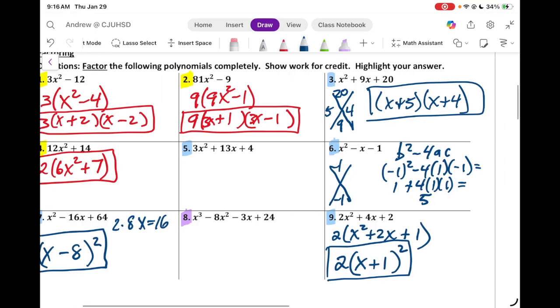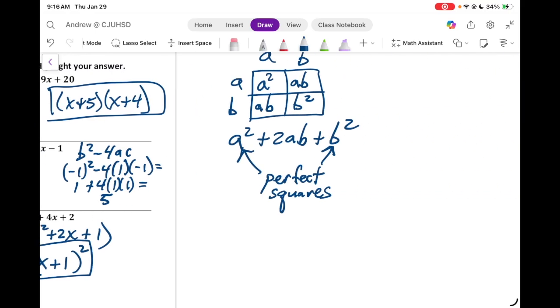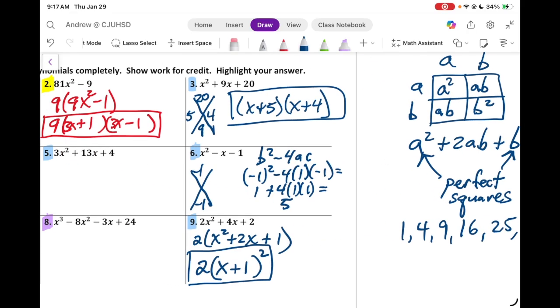What's a perfect square? That's numbers like 1, 4, 9, 16, 25, 36. In other words, numbers multiplied by themselves give you these. This is 1 times 1, 2 times 2, 3 times 3, 4 times 4, 5 times 5, etc. So 5 is not a perfect square. That means that this polynomial is not factorable. So a lot of times people will write that as their answer. They'll just say not factorable.